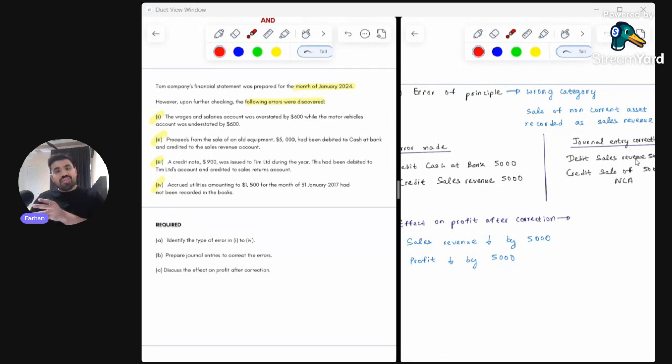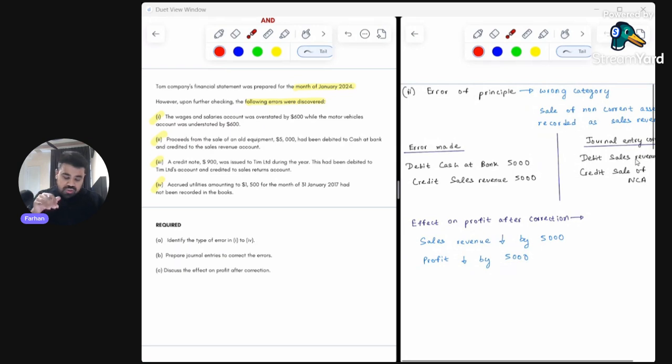Sale of a non-current asset is a different category in itself compared to sales revenue, which is only sales that you have made to your customers, right? So this is where the wrong categories are involved, and we call this an error of principle. Now let's look into the error that was actually made.